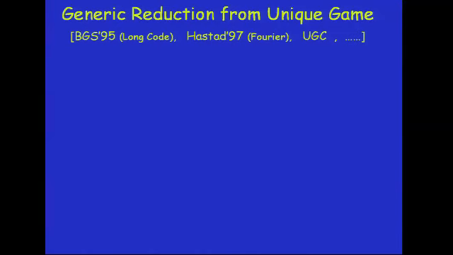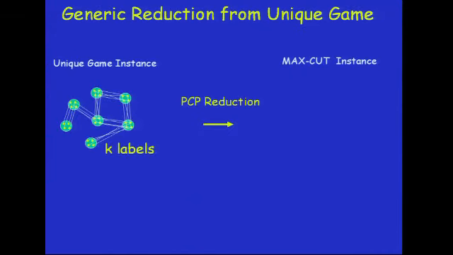These results are proved by reduction from this unique games problem. And this type of reduction started in the mid-90s with a paper of Bellare, Goldreich and Sudan. So I'm going to show you a reduction to a problem known as max cut. This is a problem where you are given a graph and you want to cut it into two parts so as to maximize the number of crossing edges between the two parts. Okay, it's called max cut.